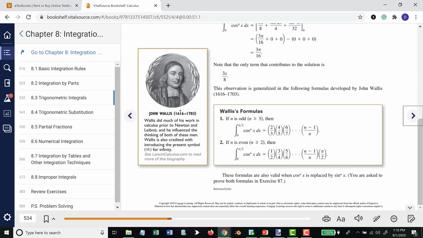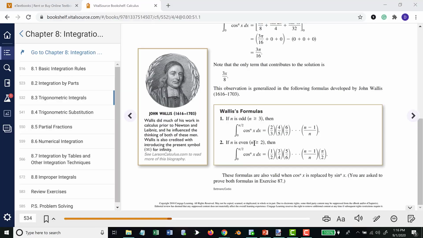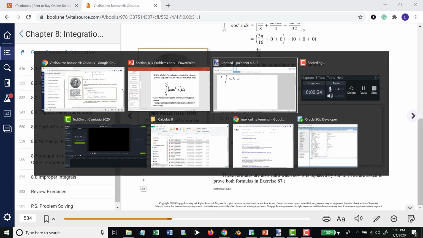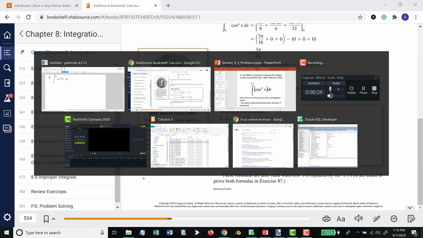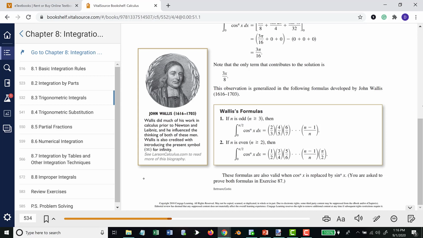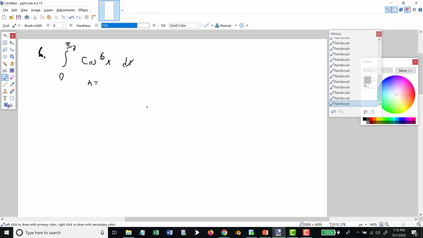Now, here's Wallace's formula. We've got 2 choices. N is odd and N is even. And you see this applies to cosine right here. Well, in this problem, we got 6. So N is even. So we'll use our second form here. Okay. 0 to pi over 2, that's perfect. That matches 0 to pi over 2. And cosine and the n is our power, that'd be 6.